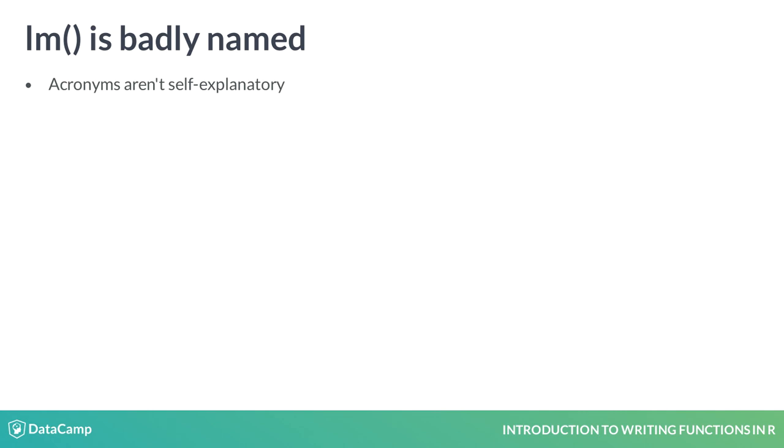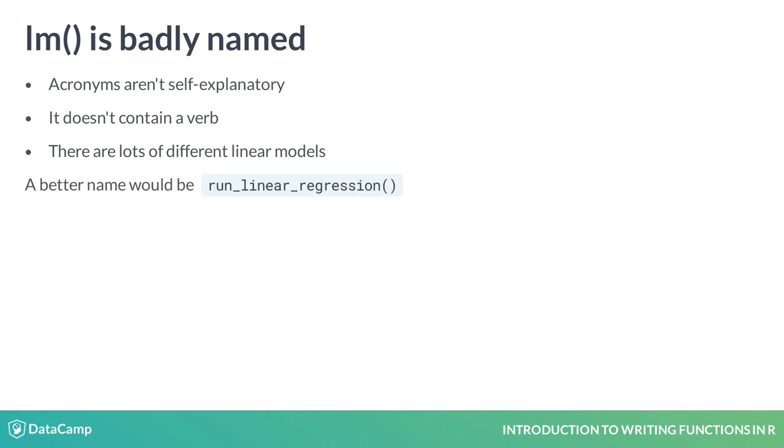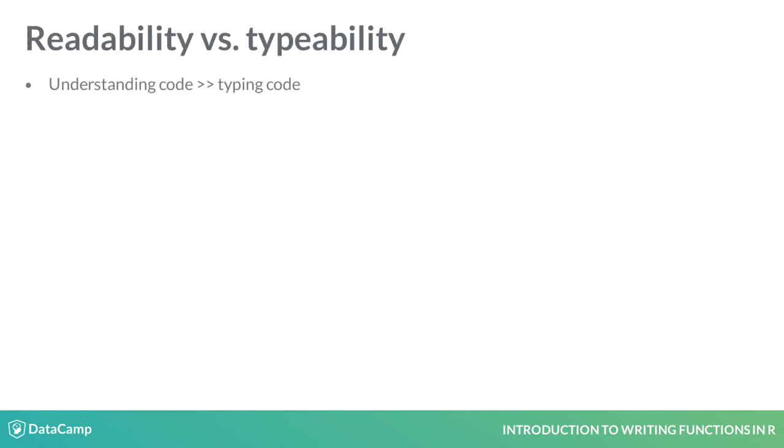LM is perhaps the most high-profile, badly named function. First of all, it's an acronym, so you have to read the documentation to determine that LM means linear model. Secondly, it doesn't contain a verb. Thirdly, there are lots of types of linear model, and it isn't obvious from the name that this runs a linear regression. I prefer a more literal name like run linear regression.